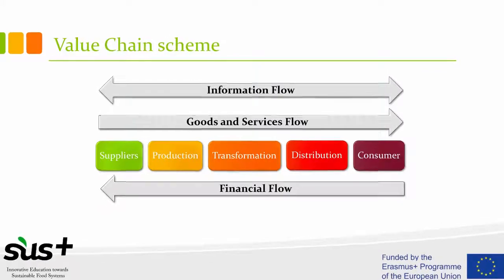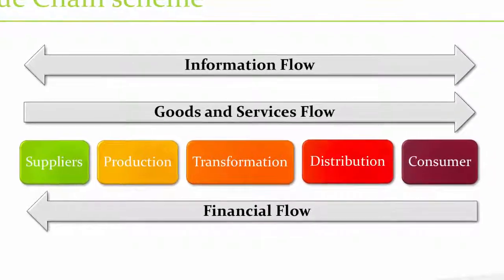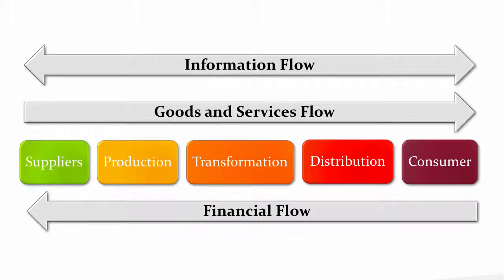Here you see 3 flows: the information flow, the goods and service flow, and the financial flow. Let's start from the beginning. The first flow is the one which refers to goods and services. These products go from producer or suppliers to consumer. We have seen it can be long or short, but this always exists. Production to consumer. Sometimes we consider the suppliers, sometimes we do not. This is the first flow.